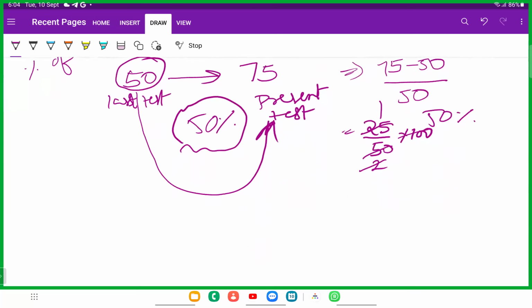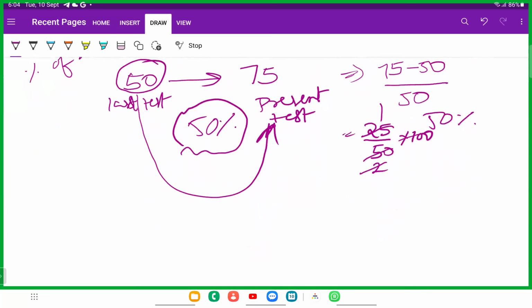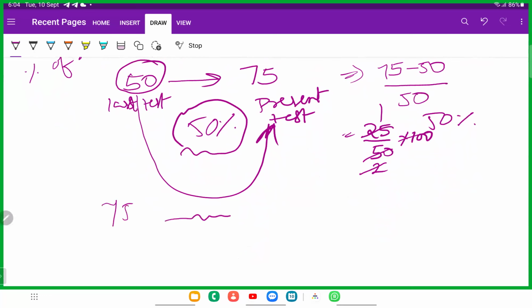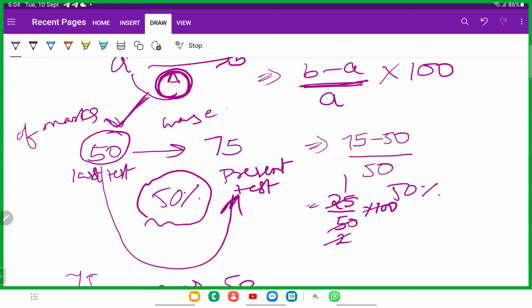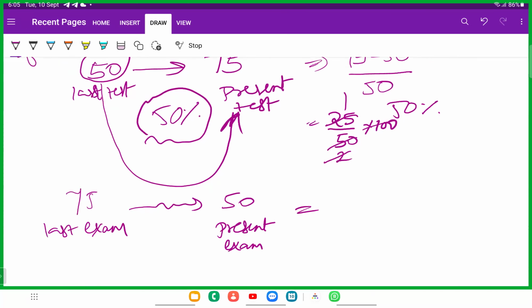Suppose you want to find the reduced percentage. Sometimes you get a percentage which is reduced. Suppose I tell you 75 marks in the last exam and 50 marks in the present exam. Then you do A minus B. Is the change positive here? Did he get good marks compared to the previous marks? Marks increased or not? Here marks decreased. So how will you find the decrease in percentage?